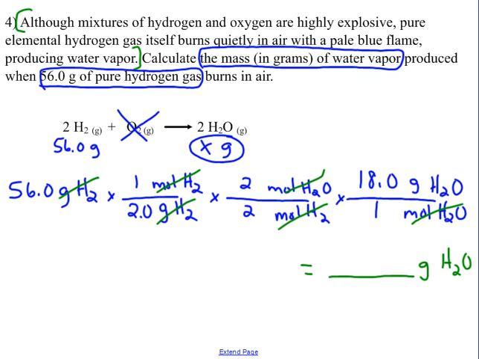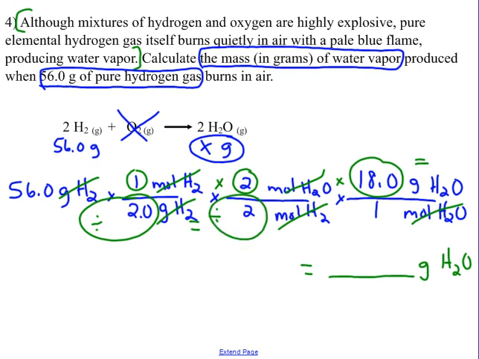In your calculator, 56.0 times 1, which of course is still 56.0, times 2 times 18. Hit the equals button. Divide your answer by 2. Hit the equals button. Divide that answer by 2. And of course, dividing by 1 in the end doesn't change a thing. So in the end, 3 significant figures is where we started, so our final answer should be rounded to 3 significant figures. And if you've done this correctly, you should have the number 504 grams of water.